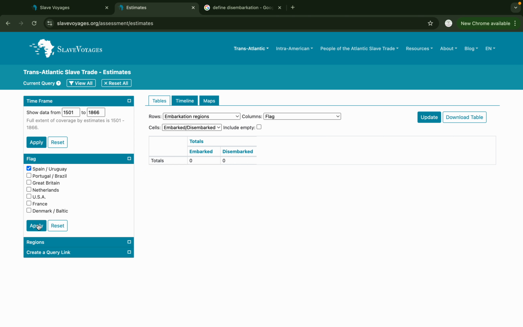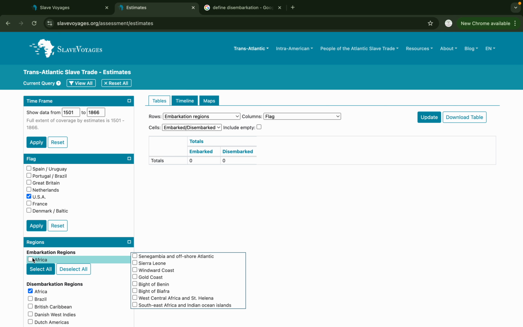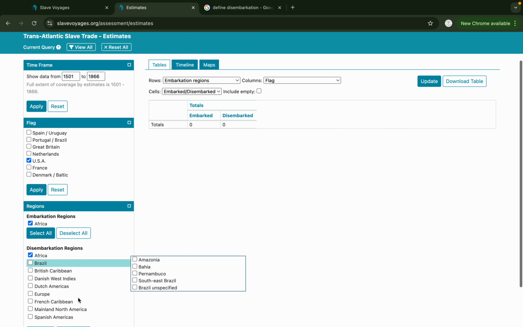Let's see if Spain to Africa. Nothing. Portugal and Brazil to Africa. Nothing. Okay, Great Britain, Netherlands to Africa. Nothing. United States to Africa. Nothing. Because of what we're doing. Okay, so that's how I know I did it right. Because if I had done it another way, it doesn't work. So I can have Africa to Africa.